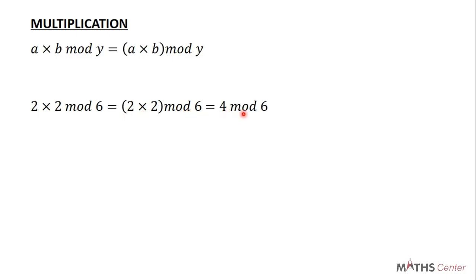2 times 2 will give us 4. So we have 4 mod 6. We have seen that 4 mod 6 is equal to 4, since 4 is less than 6.